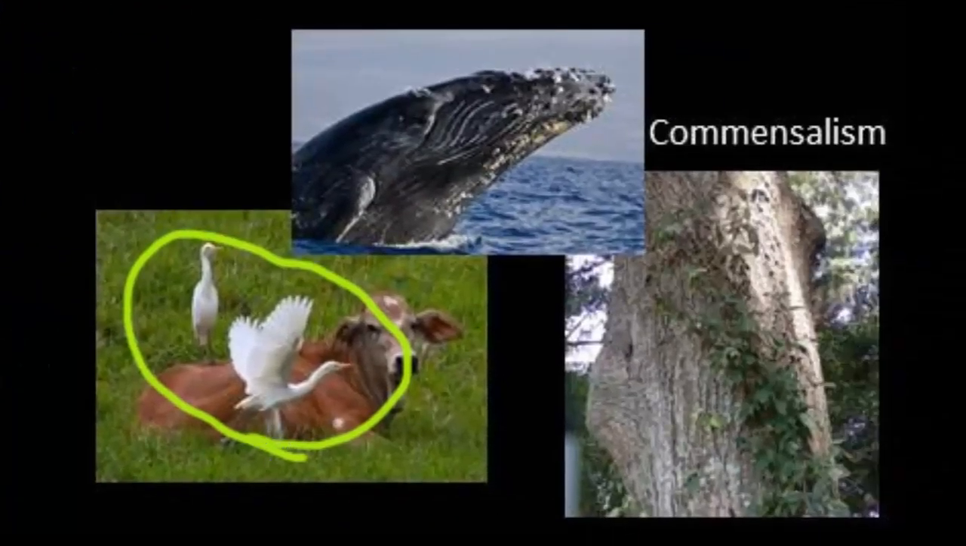Commensalism is when one organism is going to benefit from the relationship, and the other one really doesn't care that much. It doesn't really affect them. And so in that case, this is an example of commensalism.